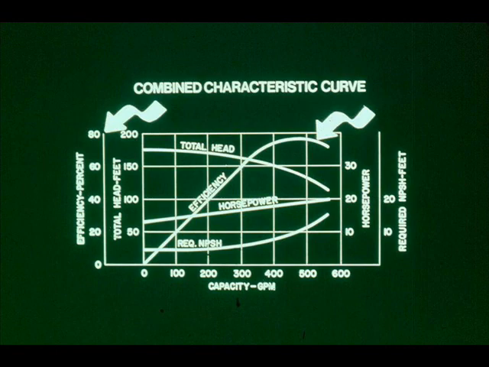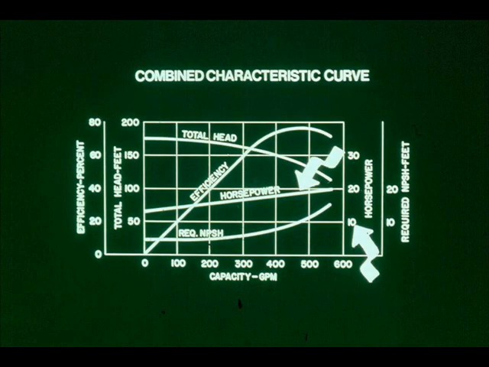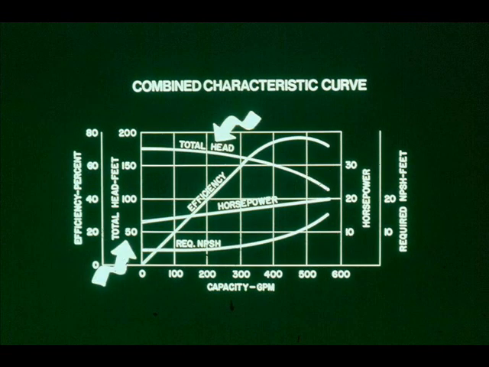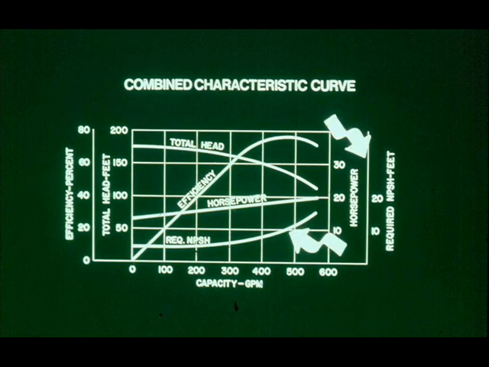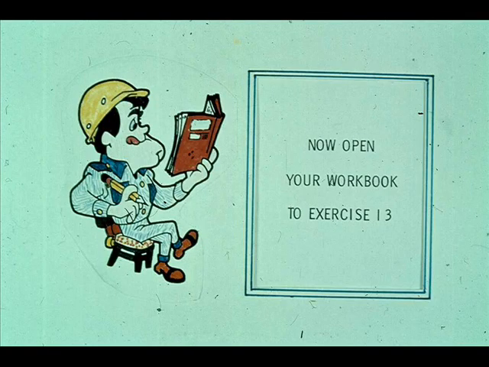This one shows efficiency and goes with the efficiency curve. This one shows horsepower and goes with the horsepower curve. This scale shows total head and goes with the total head curve. And this one shows net positive suction head and goes with the net positive suction head curve. Now open workbook number 2 to exercise 13.